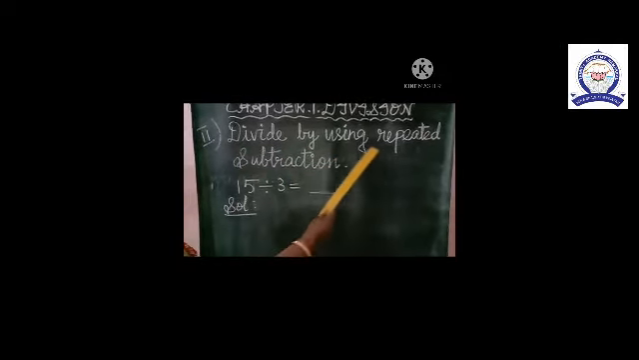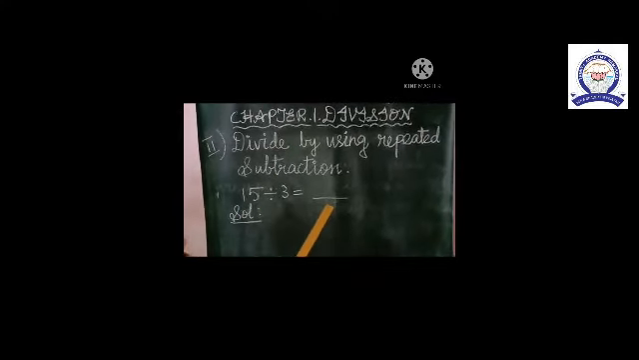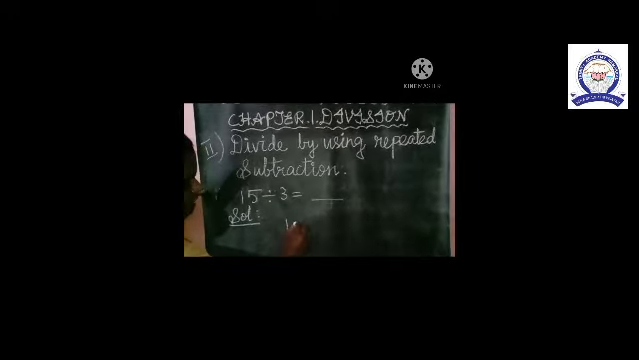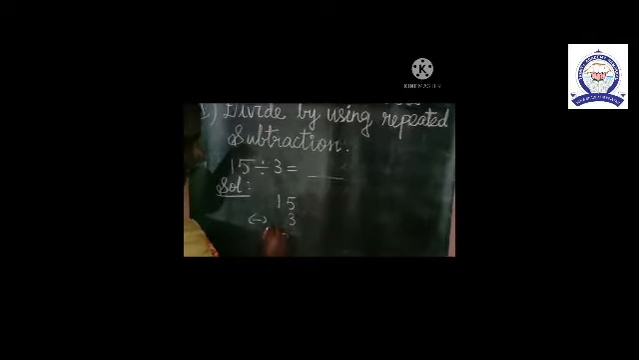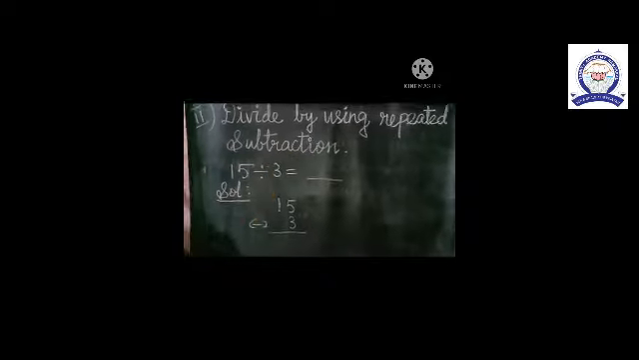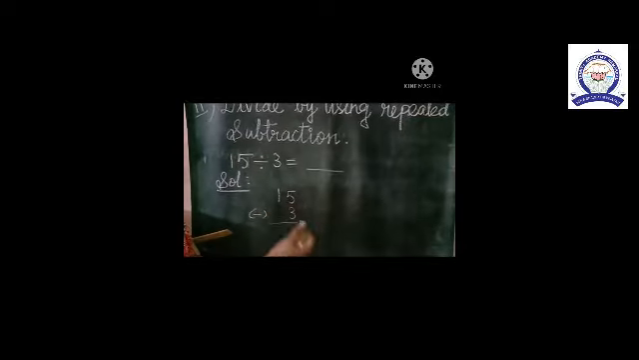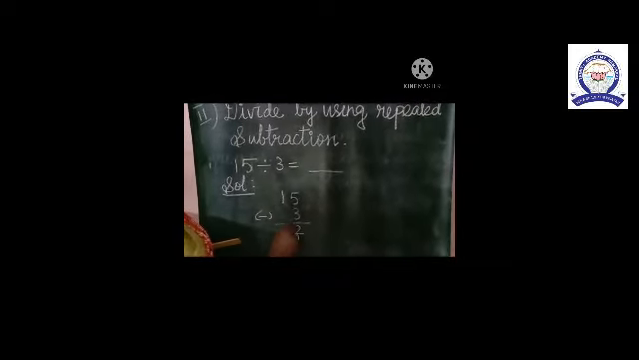Divide by using repeated subtraction. 15 divided by 3 equal to dash. You write 15 minus 3. What is the sum? Divide by using repeated subtraction. 15 minus 3. You say after 3 up to 15. After 3: 4, 5. How many fingers? 2. So you write 2. You write 1 here. 15 minus 3, we get the answer 12.